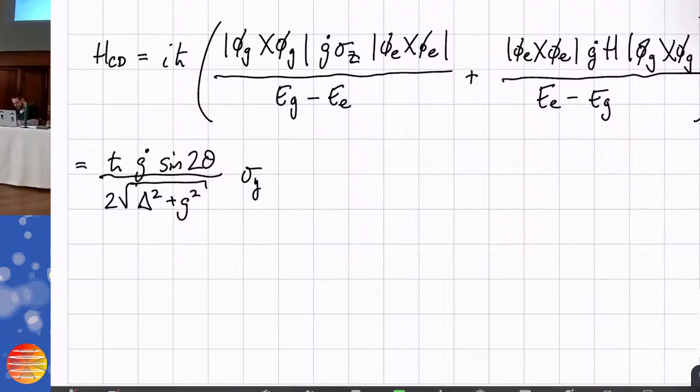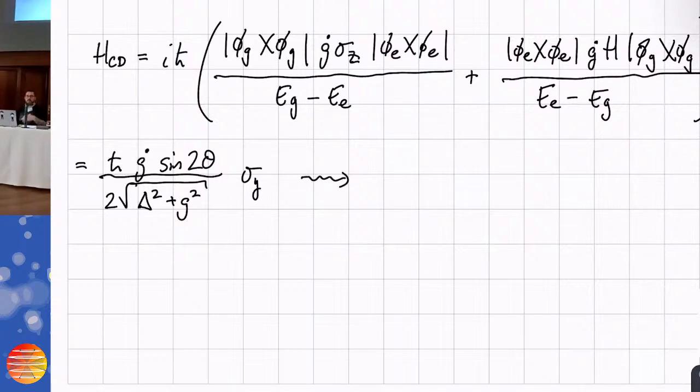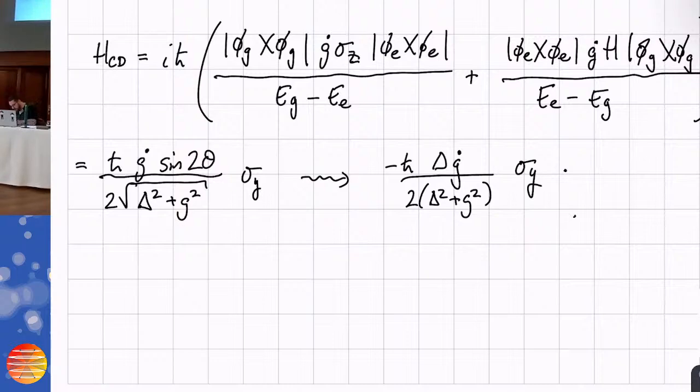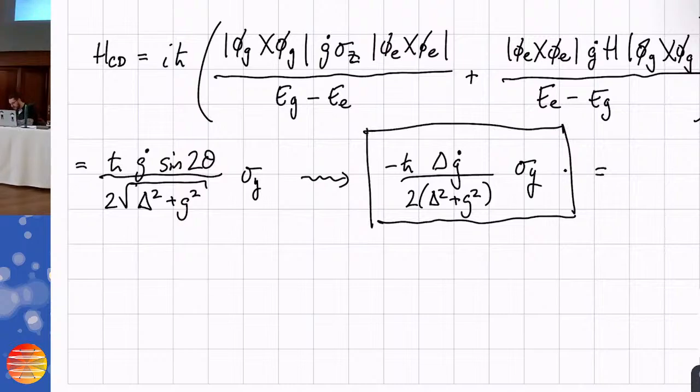And if you work out what sine of 2 theta is, we have all the ingredients we need. You take your normalized eigenstates, just plug it all in, and let Mathematica do its thing. What will drop out? Minus h bar delta g dot divided by 2 delta squared plus g squared sigma y. This guy is exactly my HCD. So what this is telling us for the case of the single spin is actually very, very elegant.